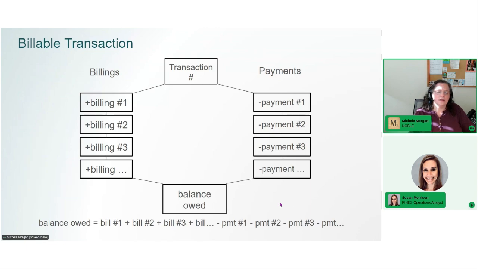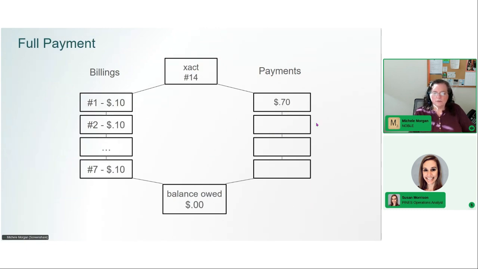So if we look back at our full payment, this was our transaction with the ID of 14. That's how the transaction is identified. That number is unique. So it had 7 billings of 10 cents that come up to 70 cents, and we paid 70 cents. So our balance owed is 0. For the partial payment, it still has the same billings of 70 cents, but we only paid 30 cents. So our balance owed is 40 cents.